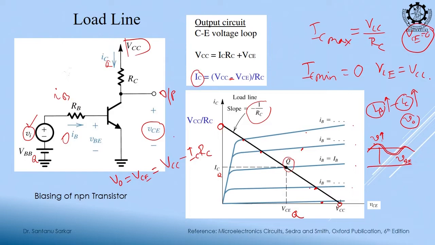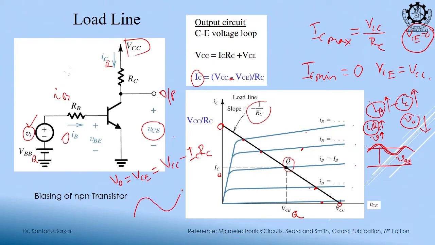So, if my input voltage is increasing, IB will increase. If IB is increasing, IC will increase. If IC is increasing, ICRC will increase. If ICRC is increasing, this will decrease. So, is this in positive phase or negative phase, out of phase or same phase? Out of phase, right. Input is increasing, output will amplify it, but with a 180 degree phase shift.